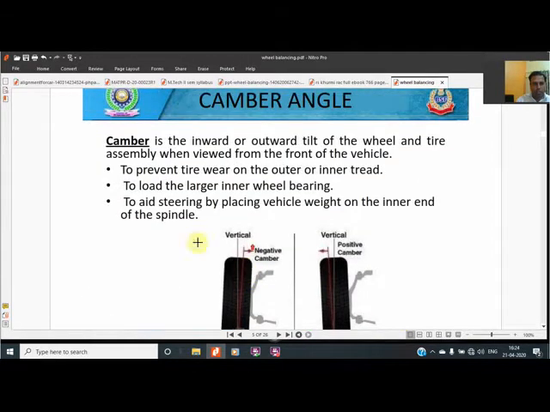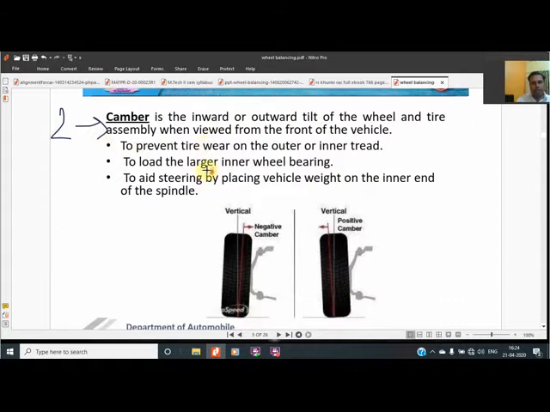Now we are coming to the second important term, the camber angle. The camber is the inward or outward tilt of the wheel. For seeing the caster angle, we were standing at the side of the vehicle. But for seeing the camber angle, we have to stand in front of the vehicle.